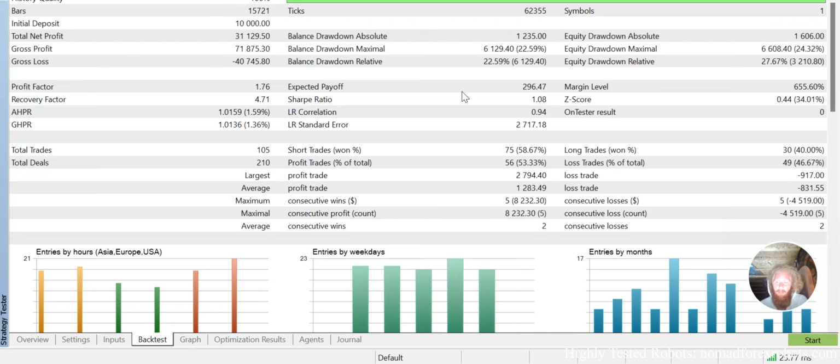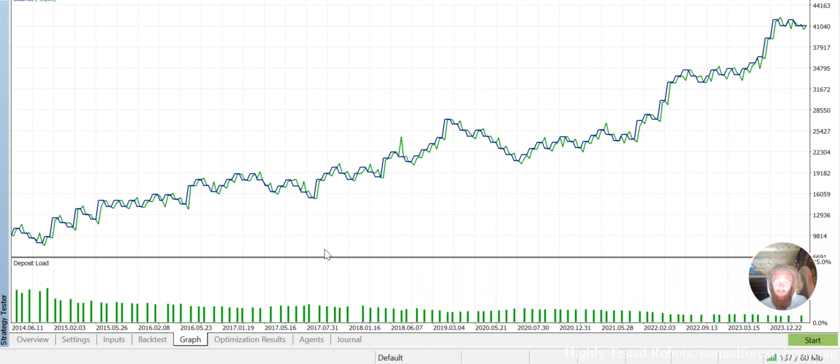I like to be transparent. It has 22% drawdown. In 10 years, it had 300% gain. The risk to reward ratio is actually pretty good. The largest profitable trade is almost 3 times, or it's 3 times the largest loss trade. And with this, the 50% win rate is very good. Of course, we could increase that.